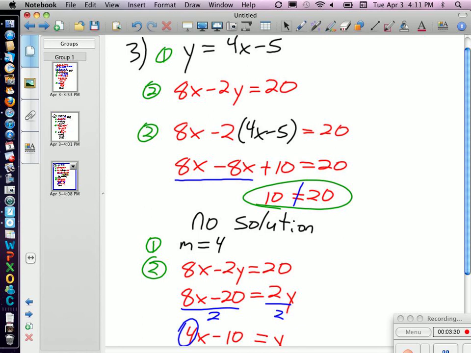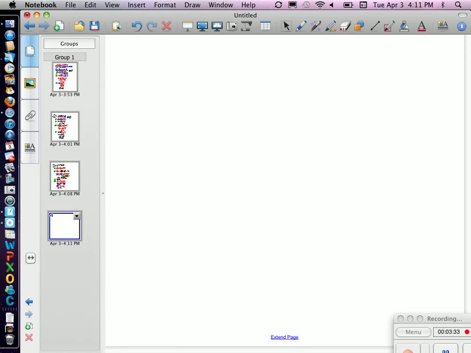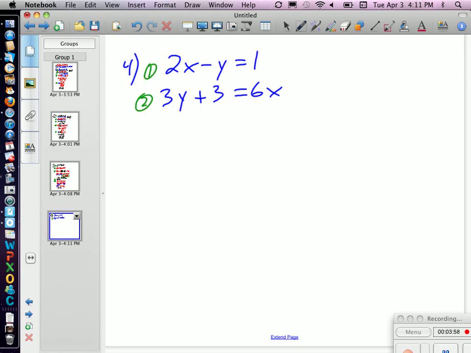So in example 4 here, we're going to have 2x minus y equals 1. And then we're going to have 3y plus 3 equals 6x. Again, we're going to use the substitution method. I'm going to name these equation 1, equation 2. It looks like equation 1 is really close to being solved for y, so let's just do that. It started as 2x minus y equals 1. Let's add y to both sides and subtract 1 from both sides.